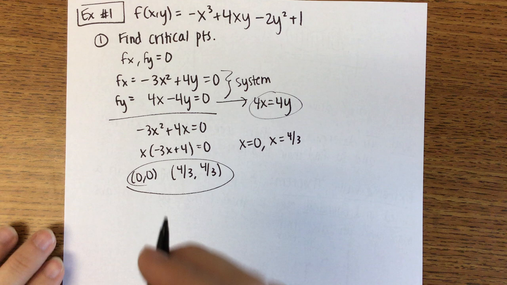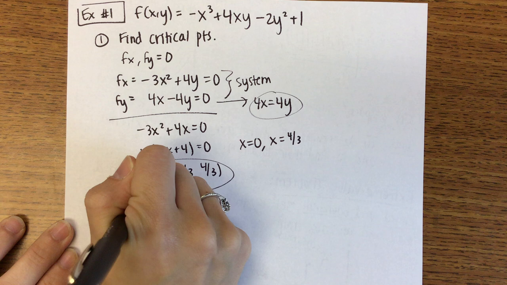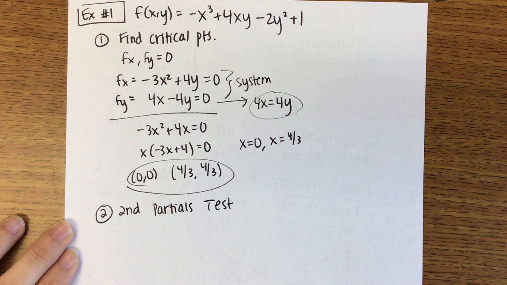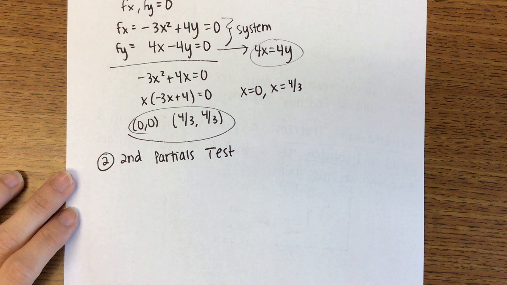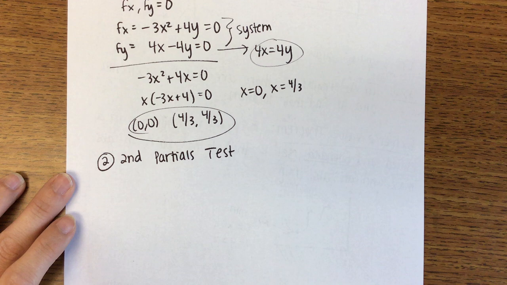Next thing that we're going to do once we have those critical points is we're going to use the second partials test. I'm going to show you the way I organize this. Anytime I use the second partials test, I write a table because there's a bunch of information that we're going to need. So that's what I would suggest for you. The first column, I always put what the critical points are.